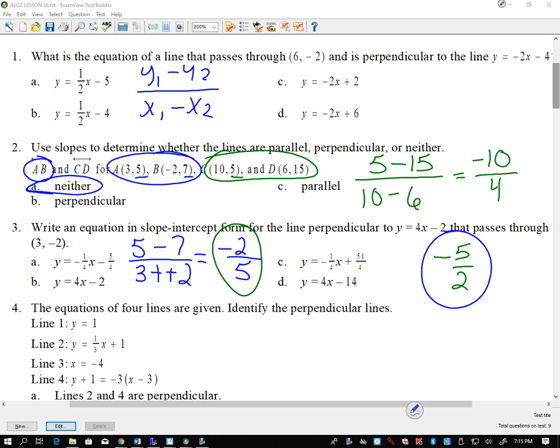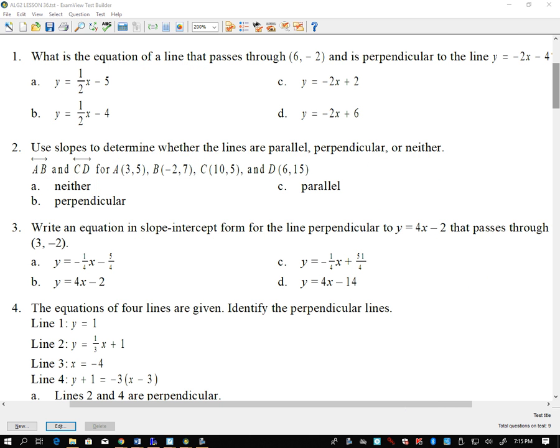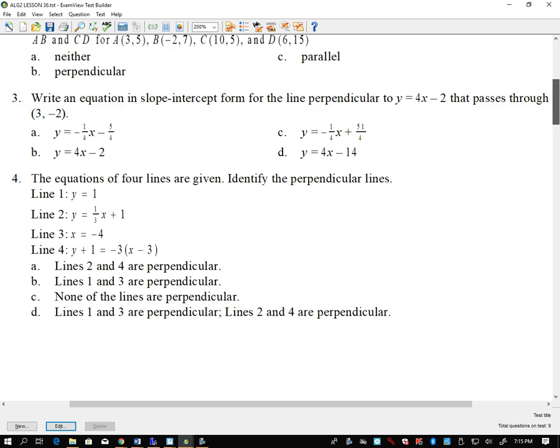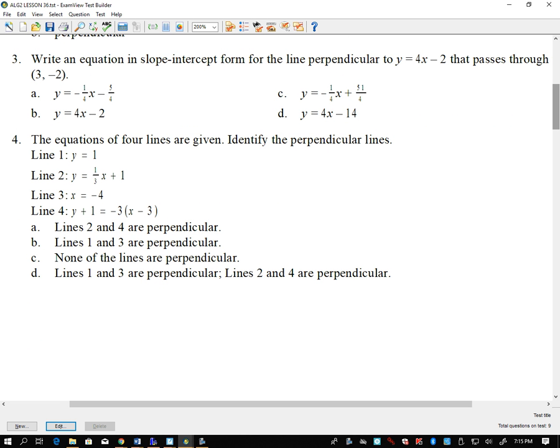And I can do all that without actually having to pull out some graph paper and check. So they both have negative slopes, so they're not going to be perpendicular. All right, number 3, we want to write an equation in slope-intercept form for the line perpendicular to y equals 4x minus 2 that passes through (3, -2). Again, we're going to use y minus y1 equals m times x minus x1. The more familiar you get with that equation, the better off you're going to be.